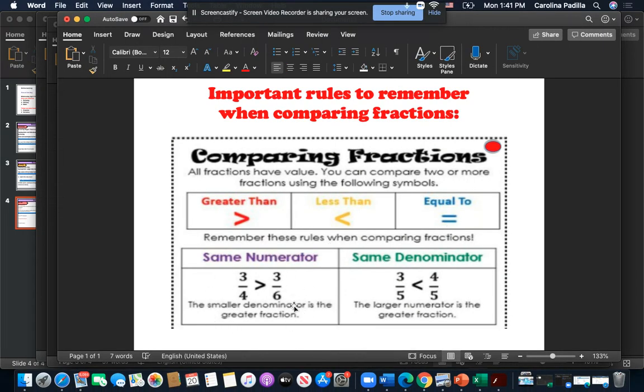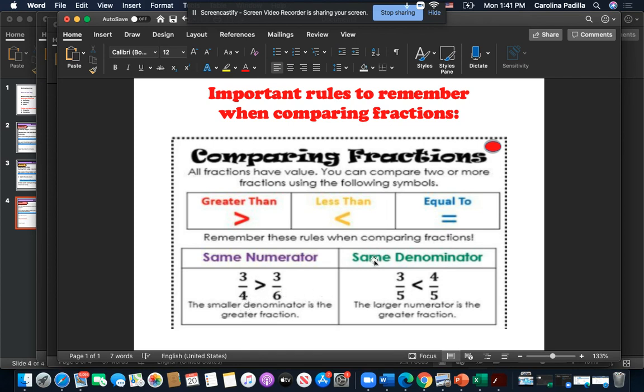For example, here 3/4 and 3/6 have the same numerator. And with fractions that have the same numerator, the smaller denominator is the greater fraction. So in this case, 3/4 is greater than 3/6 because the denominator is smaller.